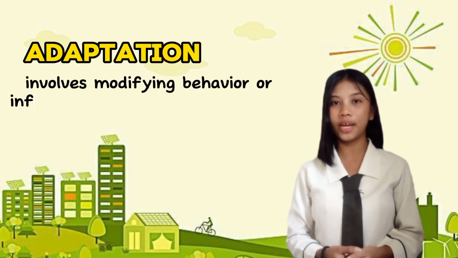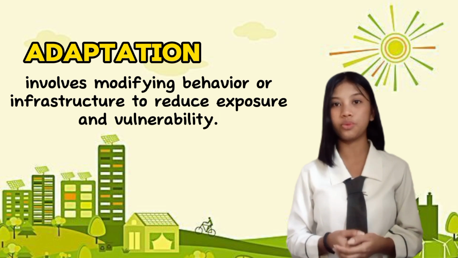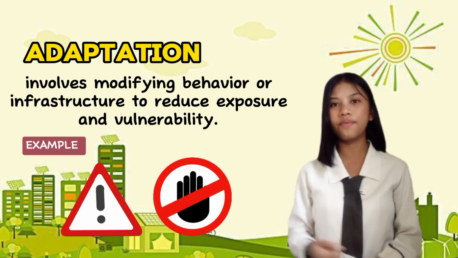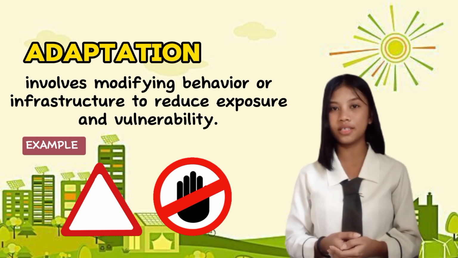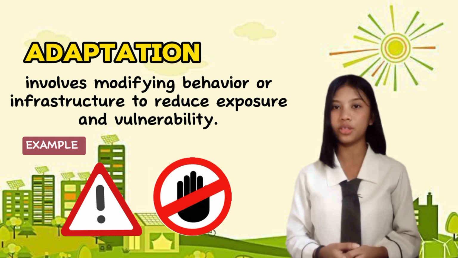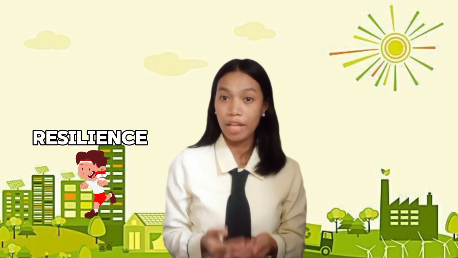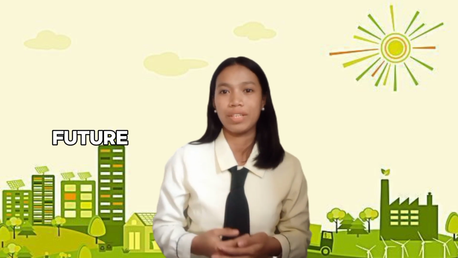Adaptation involves modifying behavior or infrastructure to reduce exposure and vulnerability. For instance, developing early warning systems to alert communities about approaching hazards. By implementing these strategies, we can build resilience and better prepare ourselves for future disasters.